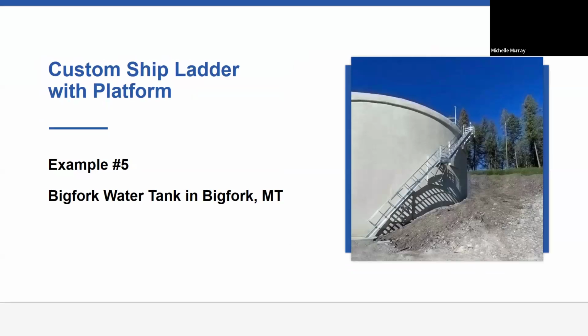This custom ship ladder with landing platform was used to create a safe and easy way to access a 35-foot tall water tank. It was installed on the Big Fork water tank in Big Fork, Montana. The customer sent in their preliminary design and worked with our engineering team, and we provided calcs. The mid-span supports have some cross bracing that provide additional support for the long span. Aluminum was preferred over steel for corrosion resistance and low maintenance. This project was shipped in 3 sections, 2 ladders separate and 1 platform separate, and then installed on site.